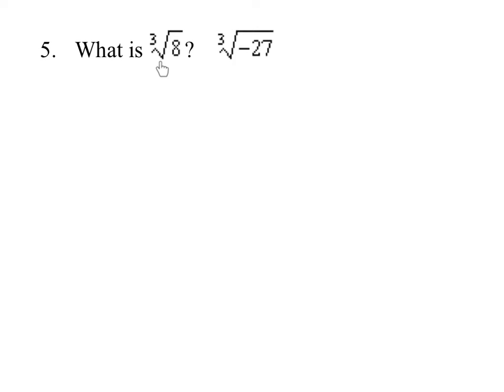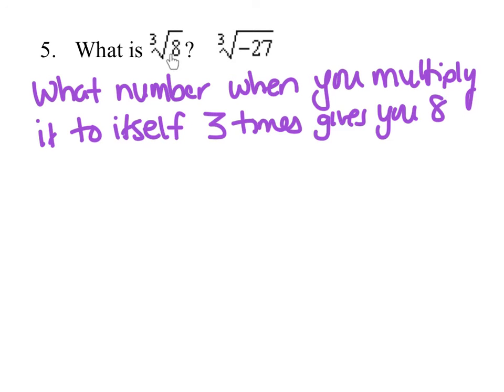What is the cube root of 8 and what is the cube root of negative 27? So these questions are asking you, whenever there's a 3 sitting here, it wants to know what number, when you multiply it to itself 3 times, gives you 8. So we need to think about it. What number, when you multiply it to itself 3 times, gives you 8?